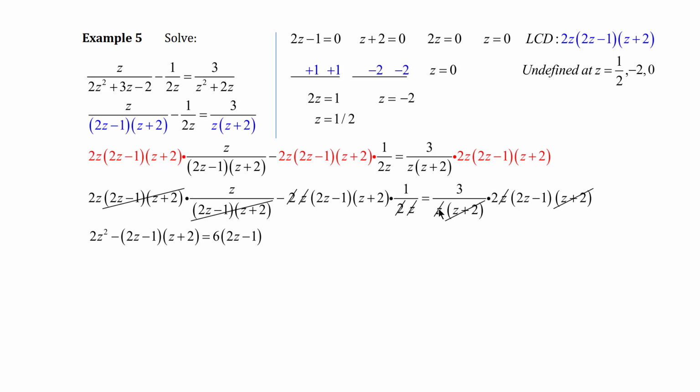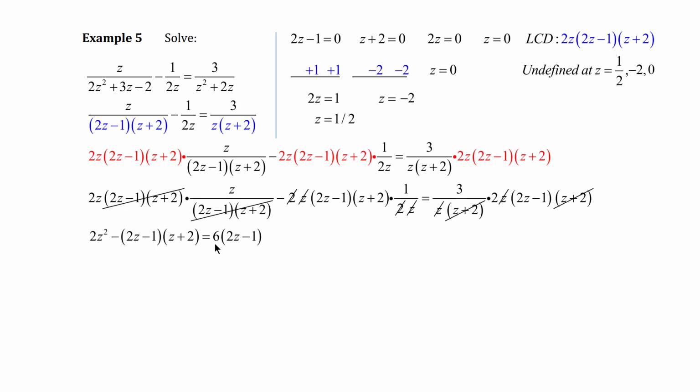For the last term, we could cancel out the z's and the z plus 2. We get 3 times 2 times (2z minus 1), which is just 6 times (2z minus 1). The result is 2z squared minus (2z minus 1) times (z plus 2) equals 6 times (2z minus 1). Next, we can multiply the two binomials 2z minus 1 and z plus 2 together.